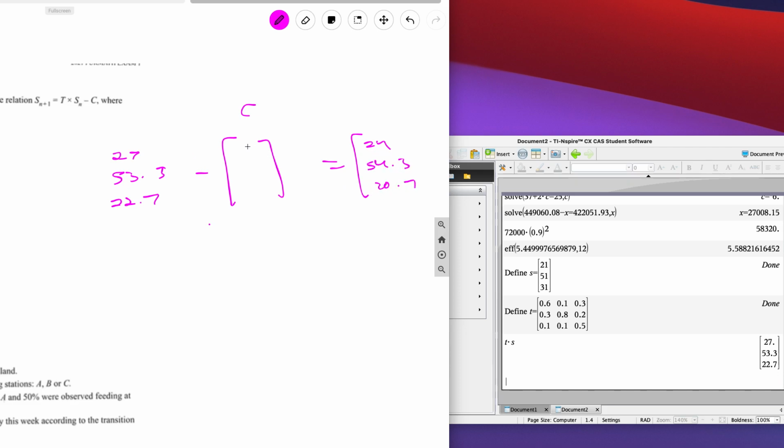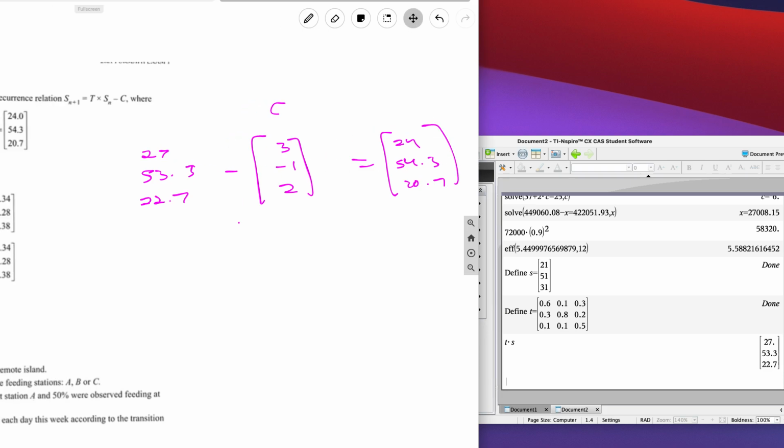So I can do little individual calculations. 27 minus 3 would give me 24. 53.3, take away something goes up by 1, so that would be a -1. And then 22.7, and then take away something gives me 20.7, so it's taken away 2. So I'm just going to put 2 because you've already got the takeaway there. You could also set up a solve and solve for matrix C if you prefer. But there we go. So now we've got matrix C.